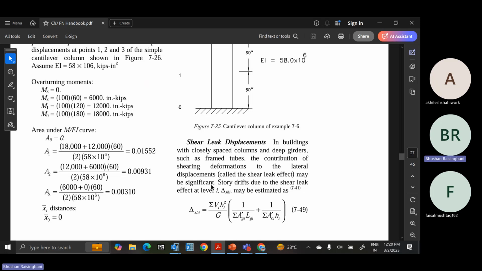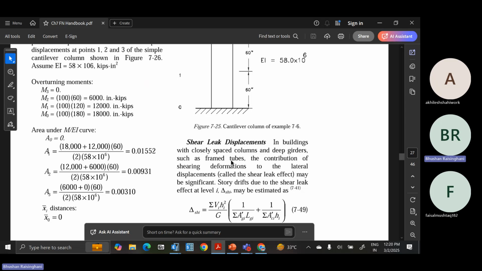So there is a new term called the shear lag effect, in which the contribution of shearing deformation to lateral displacement may be significant. So these beams are governed by shear rather than flexure, and this is what has been represented as the shear lag effect. And drift due to the shear lag effect may be estimated using this formula.